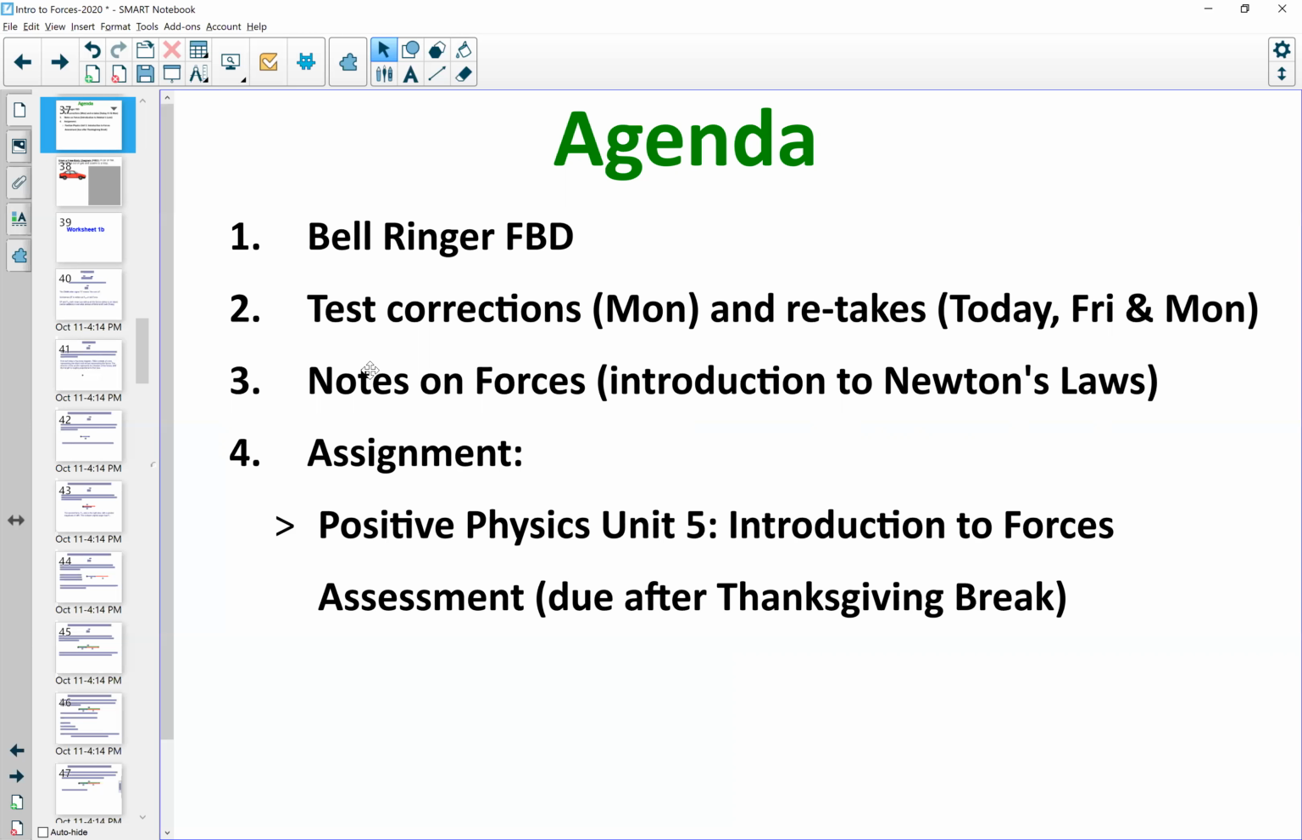Remember, the Unit 5 Introduction to Forces assessment is due right after Thanksgiving break. So for you guys, it'll be that Monday night. For B-Day, it'll be that Tuesday night. But I'm giving you a little bit of time today to potentially work on that. And I'm not giving you any other worksheet assignments prior to Thanksgiving. Just getting the test corrections done, doing a retake if you want or need to, and then getting that positive physics assessment done. So that's the only outside of class work that I have for you tonight.